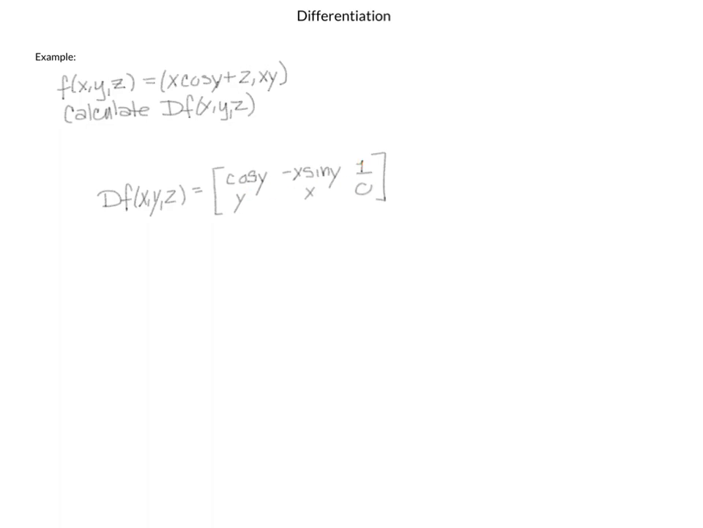On the second line, we look at our second coordinate. We take it with respect to x, we get y. With respect to y, we get x, and with respect to z, we get 0.